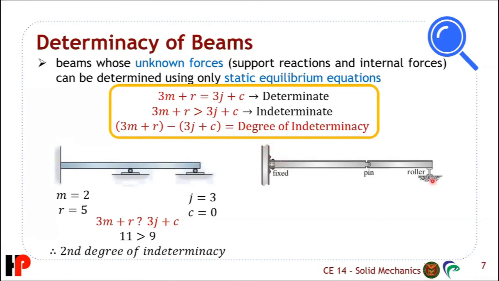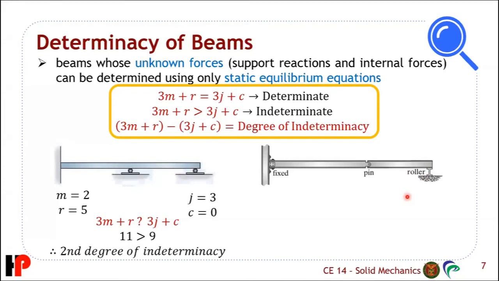Now, in real life naman, a roller is something like this. Nakapatong lang yung connection. So, ang nire-resist nyo lang basically is vertical reaction, vertical displacement. So, kaya roller yung idealization. Okay? So, now let's count the number of members M.